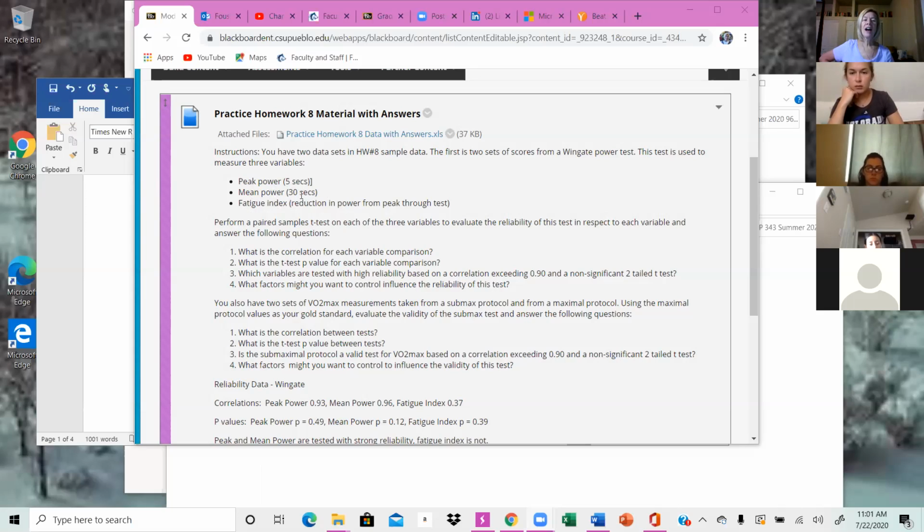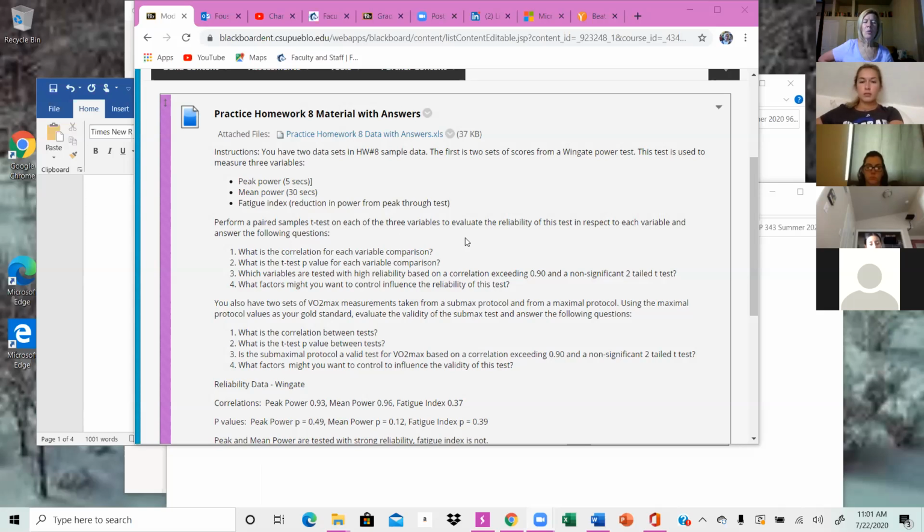Okay, so you've got this data. I'm going to be pulling it up here in a second. So you've got these 3 sets of data: the peak power, the mean power, and the fatigue index. Okay, so what we're going to be doing is performing paired sample t-tests on each of the 3 variables to evaluate the reliability of the test in respect to each variable.